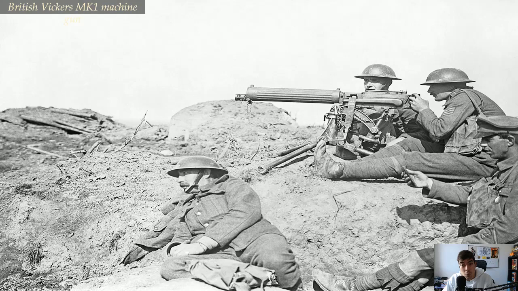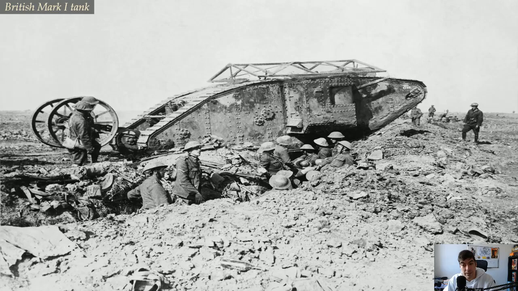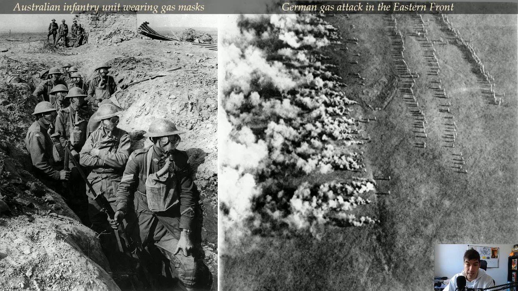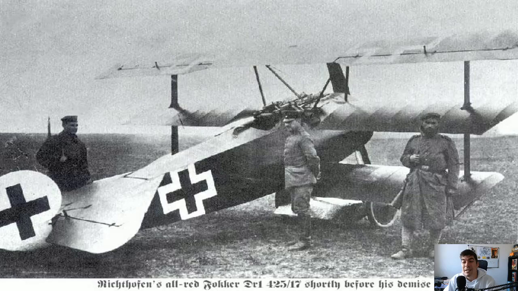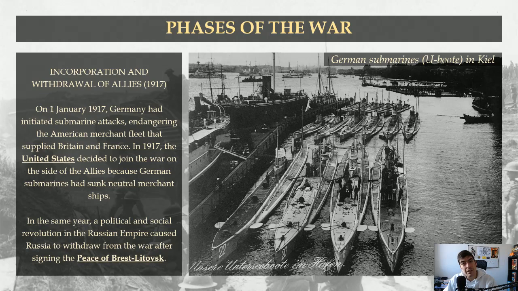The new weapons that were tested in this war, and that are usually used in modern warfare, are the machine guns and the howitzers, los obuses, this great caliber artillery, the tanks, the flamethrowers, the poison gas. They had to wear this gas mask in order to survive. The aerial warfare, these airplanes, the war airplanes. And these are the battles of Verdun and Somme, in which they tried to break the front and they were not successful.